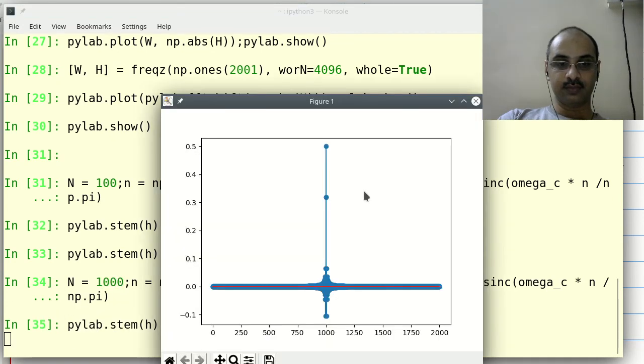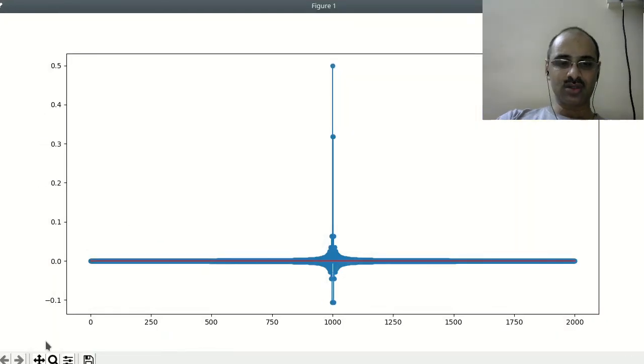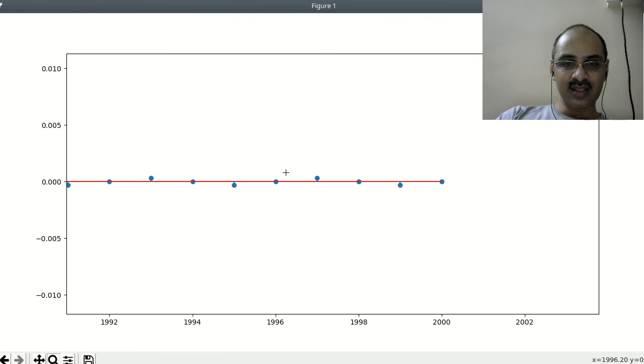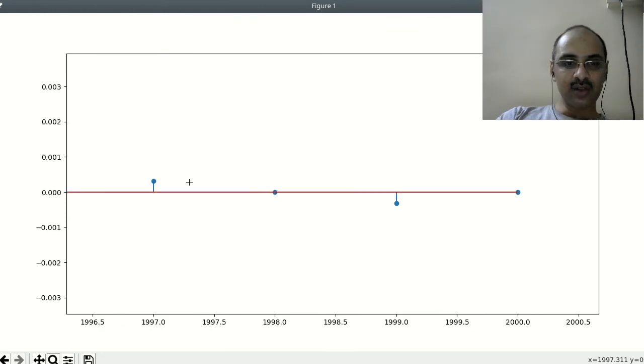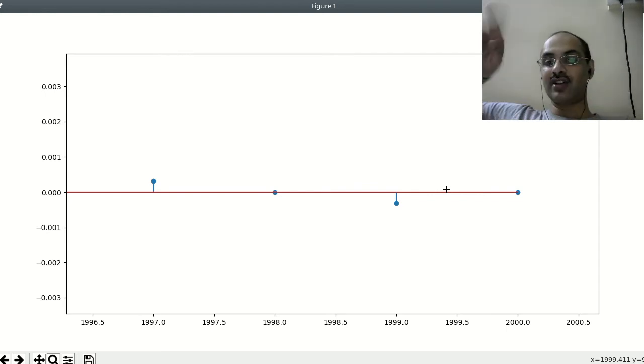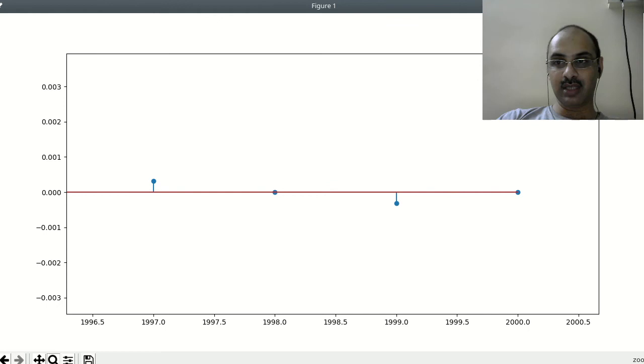It goes very close to 0 for large n. Okay, but even if you take that large n, notice that it's not exactly 0. There is some bit of non-zero values, and these non-zero values cannot be ignored if you want to avoid that extra ripple. That is something which you must keep in mind about the ideal low pass filter.